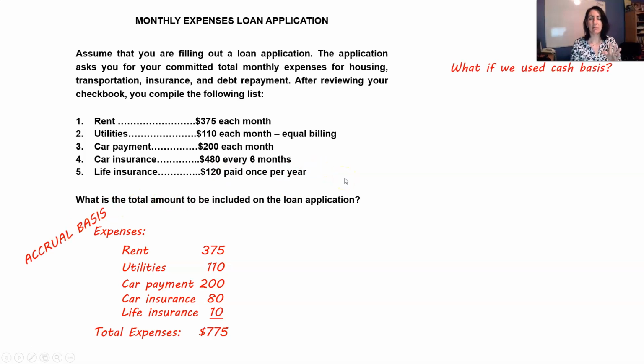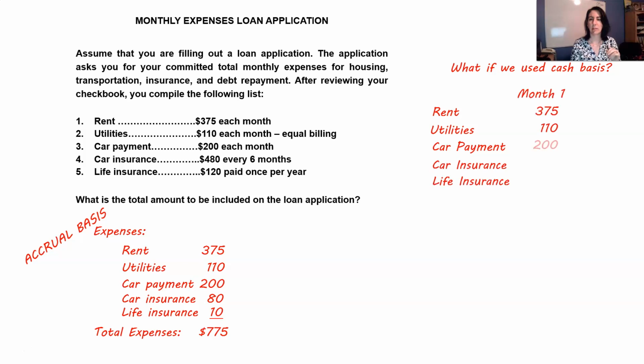Let's pretend, what if we use cash basis? What would this look like? We have the same categories. We would have rent, utilities, car payment, but if we're doing cash basis, we would record the $480 that went out, and we'd record the $120 that went out. So our expenses would look like they were $1,285, kind of high.